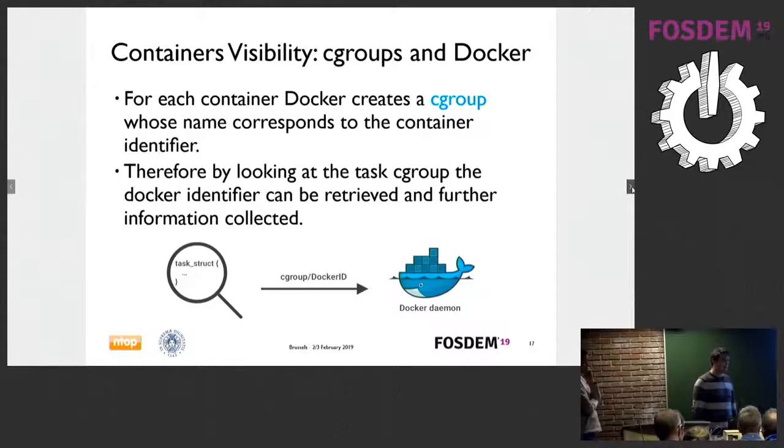To provide visibility concerning containers, we use the C group that we collected from inside the kernel to interact with the Docker daemon, with the Docker API, and gather information concerning the container. This can be done because the C group identifier that we have extracted from the kernel structure and sent to user space is the same identifier that Docker uses to track containers.